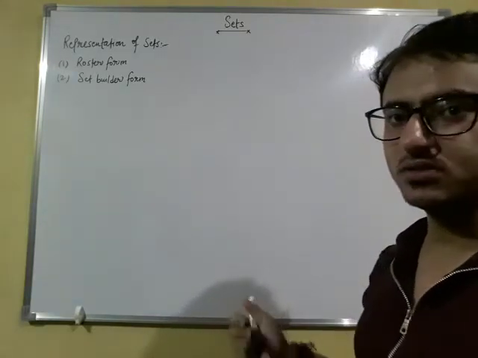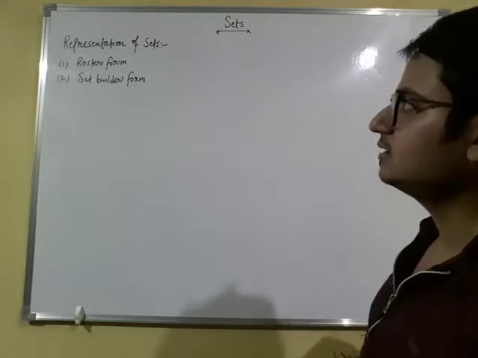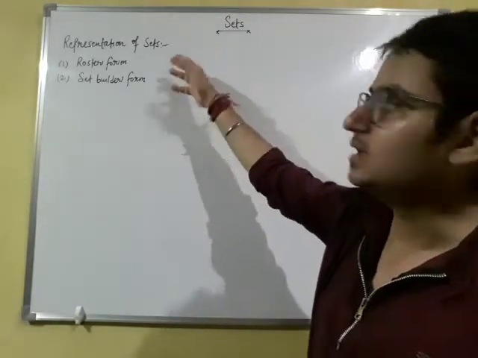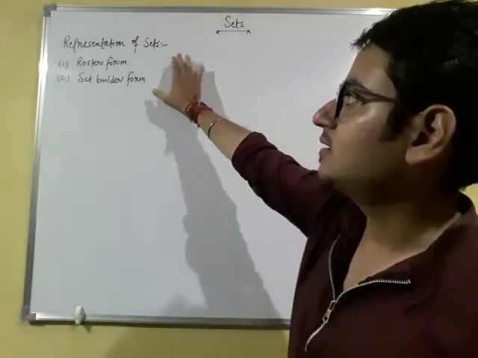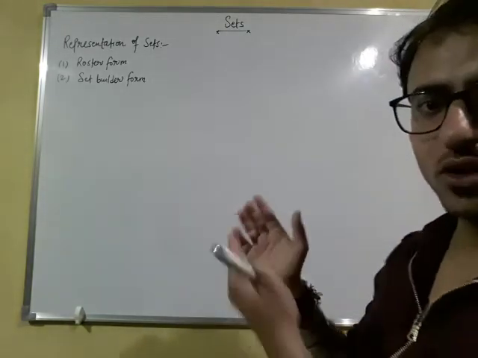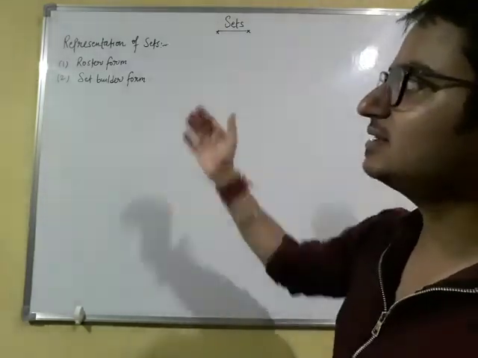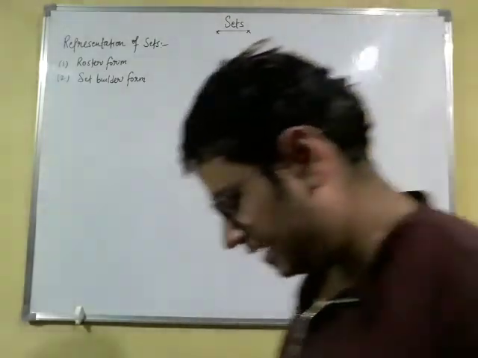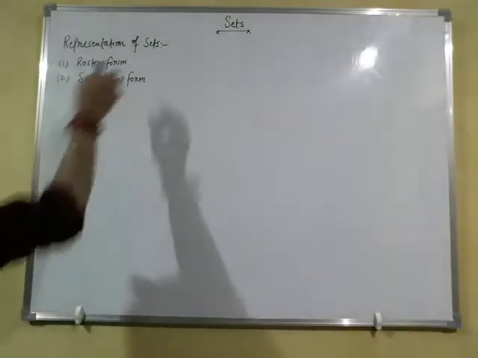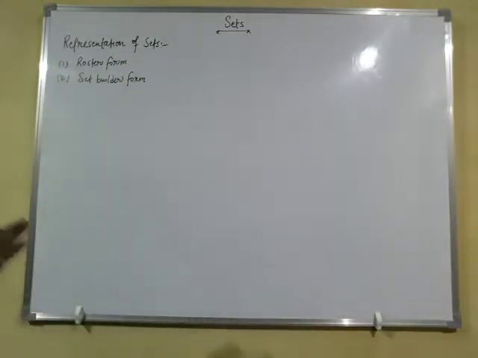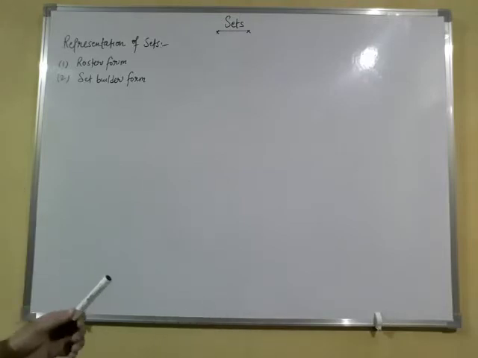Now through this video we are going to study the representation of sets. We can represent a set by two methods. First is your roster form and second one is set builder form. What we do in roster form I have already discussed with you, but through this video I am going to clear your doubts. So, roster form. In roster form we write the elements.